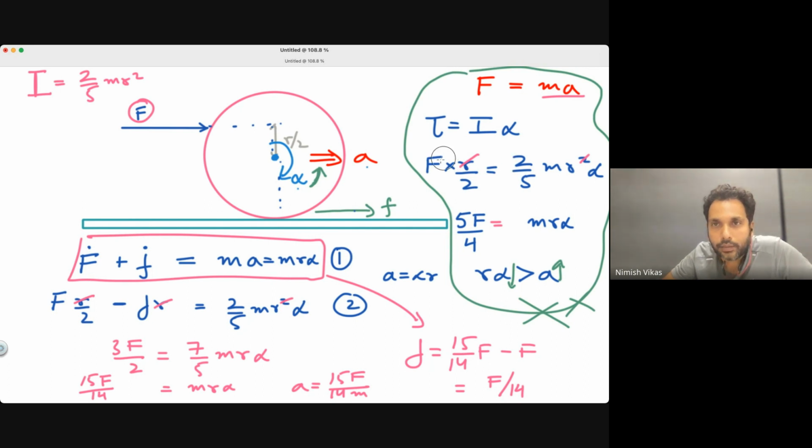So look over here. F is equal to ma. Mr alpha should also have been F. Ma is F, mr alpha is also F. Then R alpha is equal to A. So what should have been the height? 2 by 5 or not?